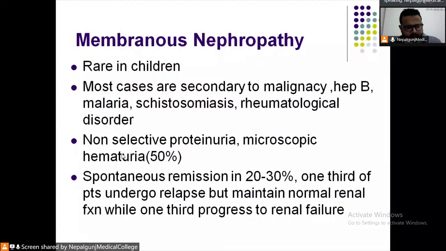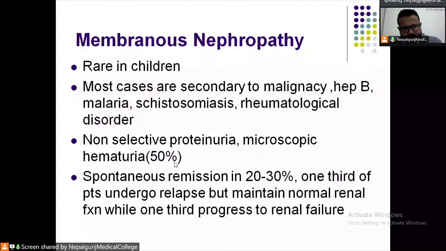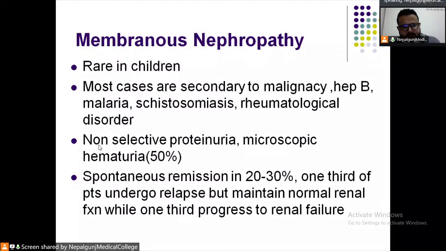So in nephrotic syndrome, don't think that you won't get any hematuria or hypertension. There can be some overlap between the symptoms. This is membranous nephropathy, a cause of nephrotic syndrome, but you are seeing hematuria. Hematuria and hypertension are features of nephritic syndrome, so in this case also there is overlap of the syndromes. Spontaneous remission can be there in 20 to 30% of cases.